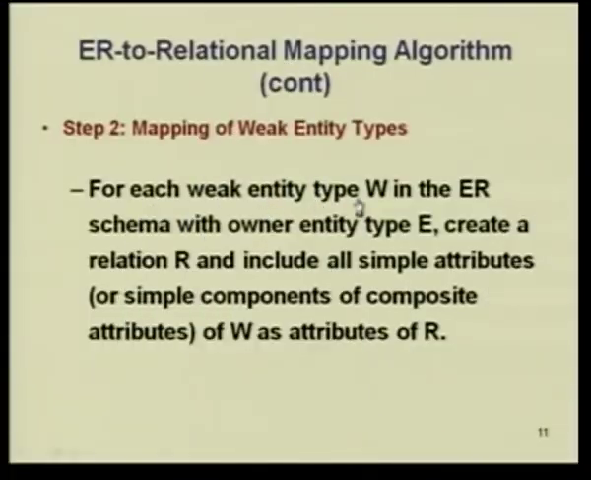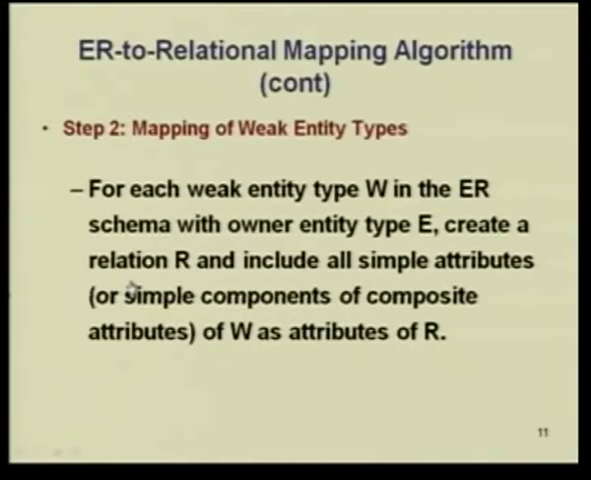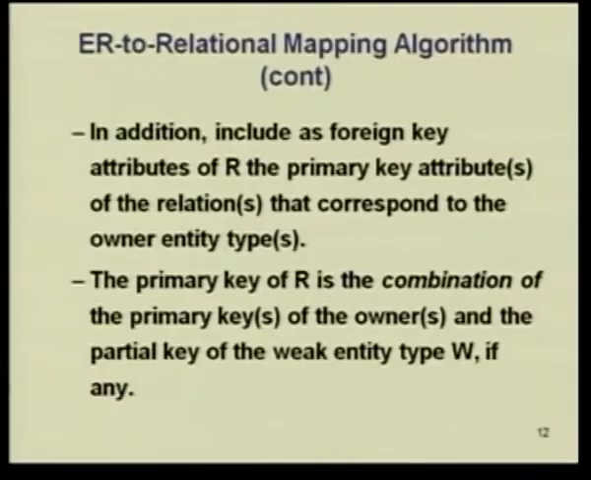Next step is mapping of weak entity types of the ER diagram into appropriate relations. For each weak entity type W in the ER diagram with an owner entity type E, remember, a weak entity type will have an associated owner entity type. We will create a relation R for this weak entity and include all the simple attributes or components of composite attributes of the weak entity type as attributes of R, but this alone is not sufficient. In addition, we will include as foreign key attributes of R the primary key attributes of the relation that corresponds to the owner. So, whoever is the owner, that owner's primary attribute will also come here as an attribute.